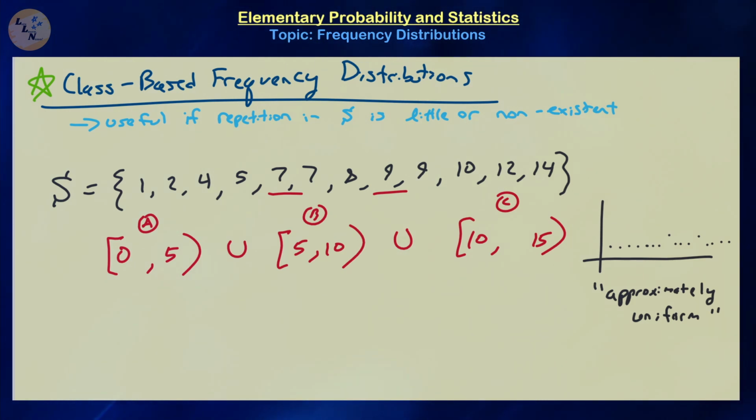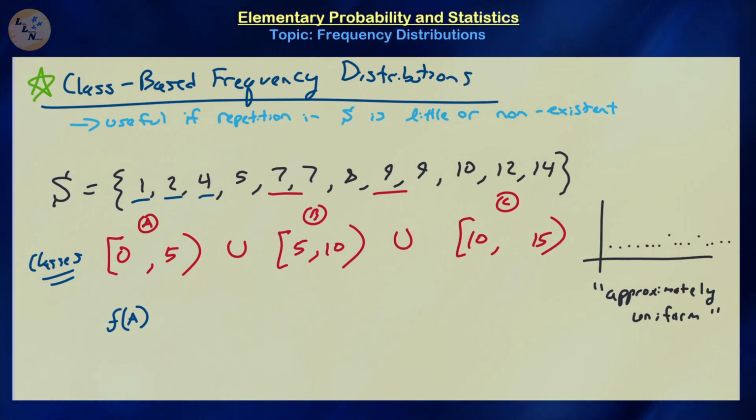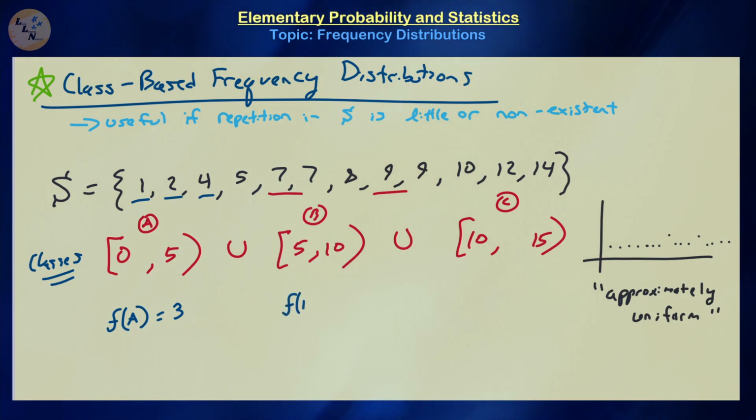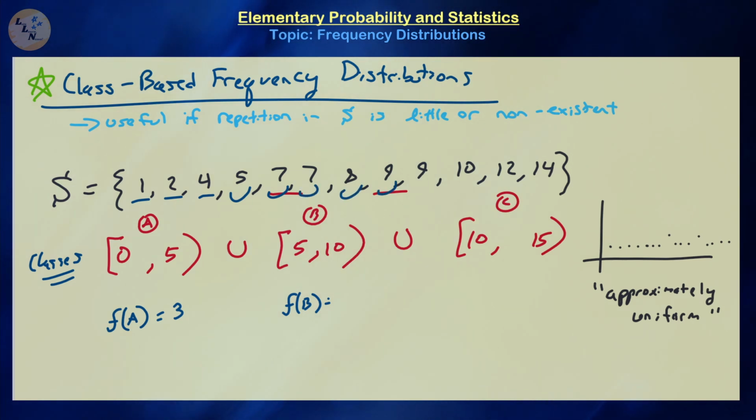Once we create our classes, or our categories, whichever word you prefer, then you can calculate the frequencies of values associated to each of those classes. So how many elements are in 0 to 5, not including 5? That's going to be 0, 1, and 4. So the frequency will be 3. What is the frequency associated to class B? That's going to be equal to 5, 7, 7, 8, 9, and 9. So the frequency of that is going to be 6. And the frequency of class C is going to be equal to 1, 2, 3.